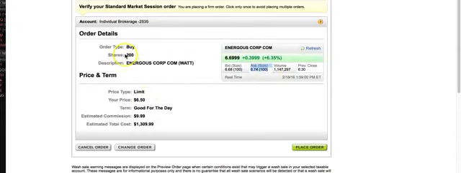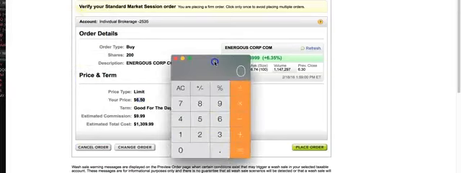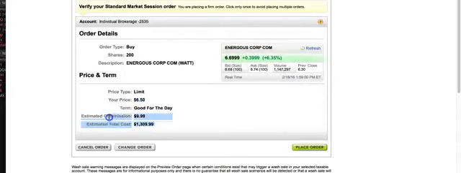But just for this example, how do you get to this $1,300 number? Well, $6.50 times 200. Let's get out the old calculator here. 200 times 6.5 equals $1,300, and then they're adding the commissions. So when you see your estimated total cost on Etrade, think about that because you could lose it all, okay? It's never happened to me.